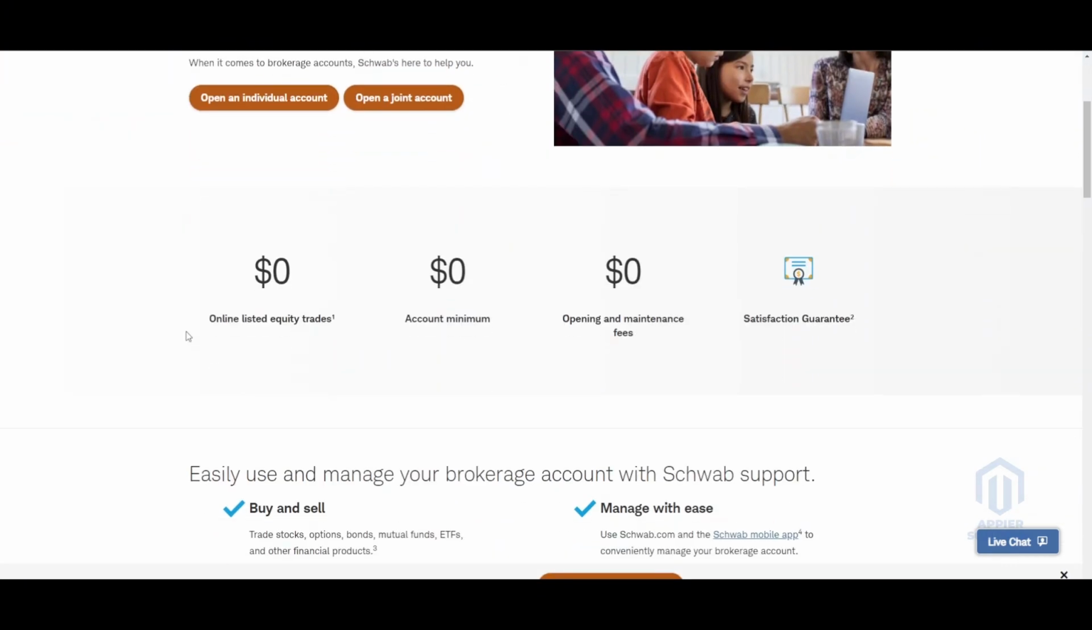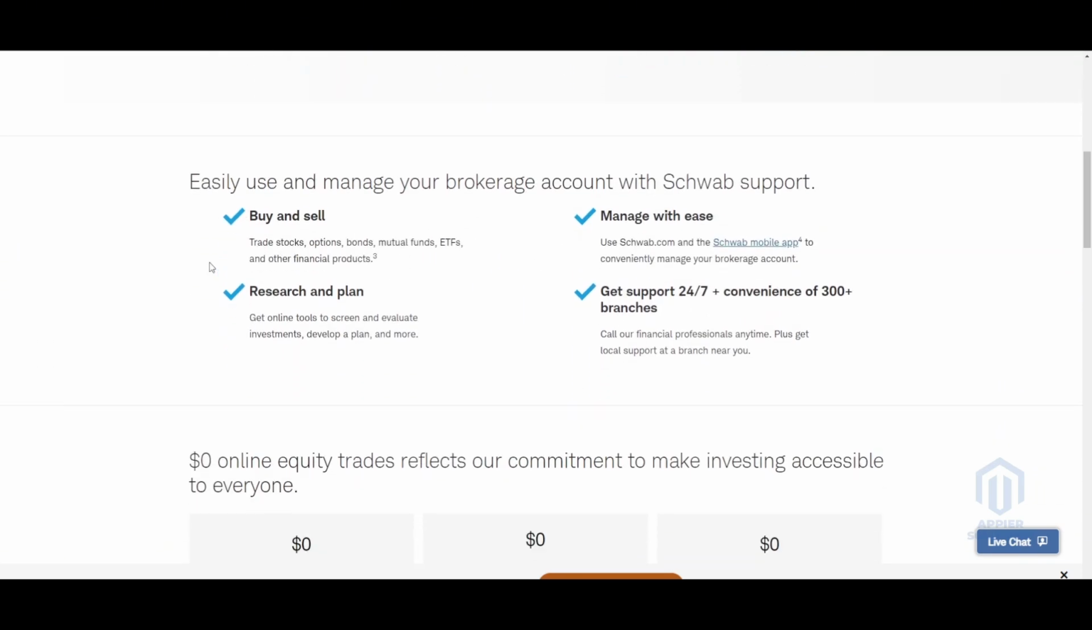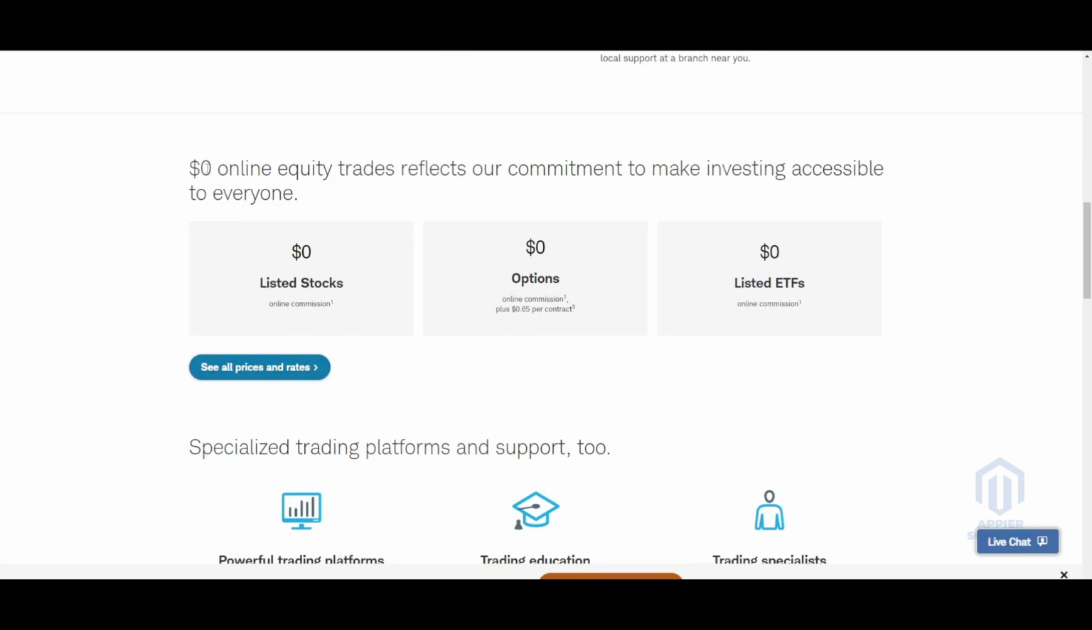Here you can see that I'm at Schwab.com for the brokerage account, and it mentions that online listed equity trades are $0, the account minimum required is $0, and the opening and maintaining fee is $0, and satisfaction is guaranteed. Easily use and manage your brokerage account with Schwab support. Buy and sell, research and plan. Manage with ease. Get support 24/7, plus the convenience of over 300 branches. So $0 online equity trades reflects our commitment to make investing accessible to everybody.